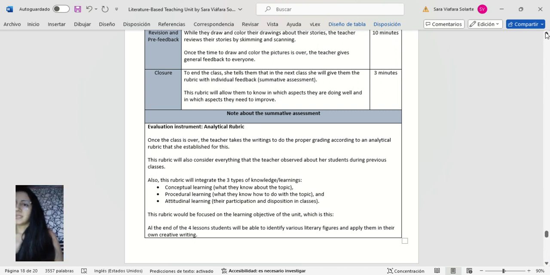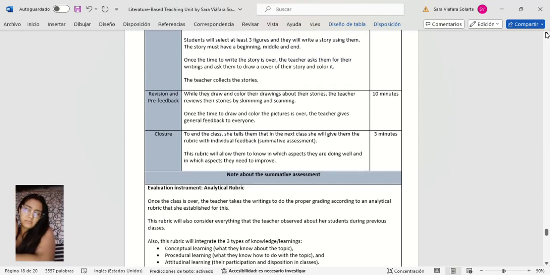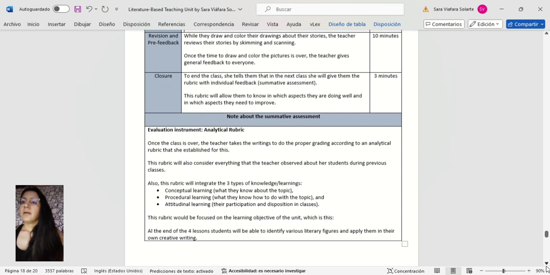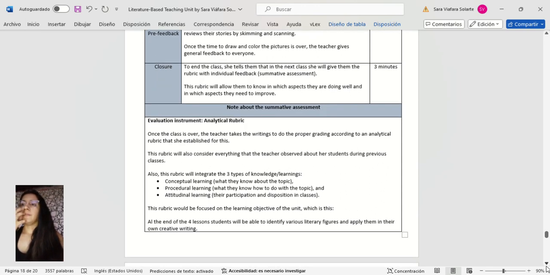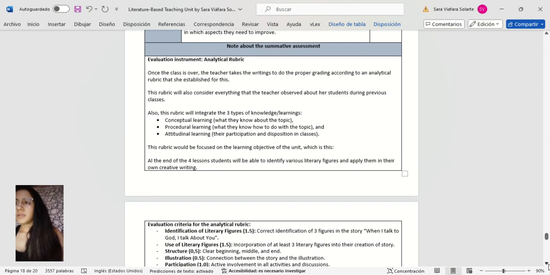So that is the idea. And at the end of this class, of course, the teacher is going to give feedback again, but just general, because in the rubric the students will be able to know what things they need to improve.